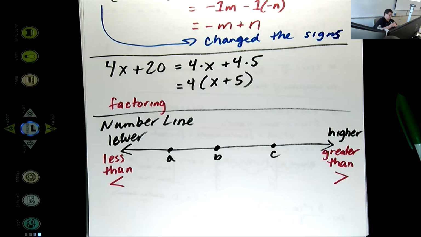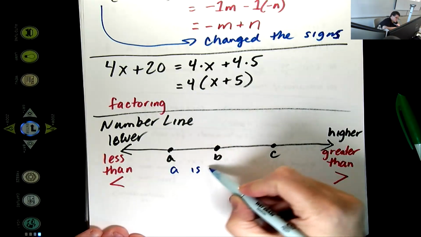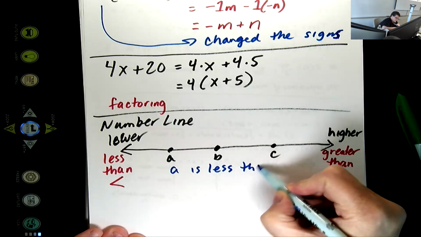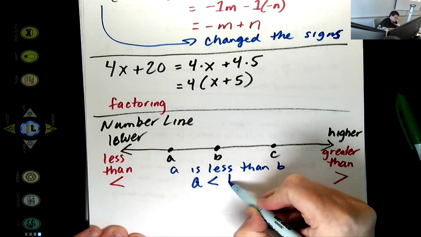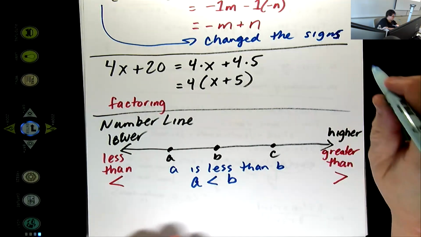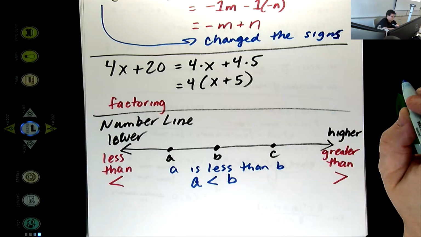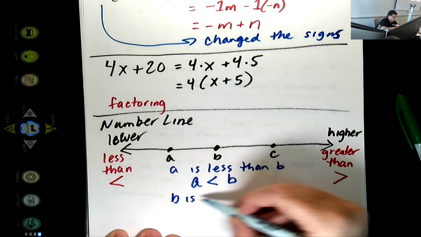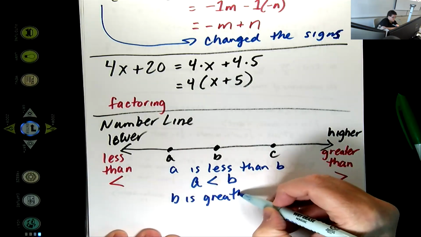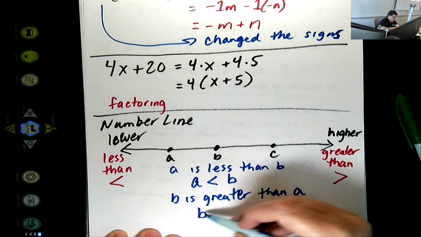So I could say here, A is less than B because it's to the left of it. So A is less than B. Equivalently, I could also say B is greater than A. So B is greater than A.